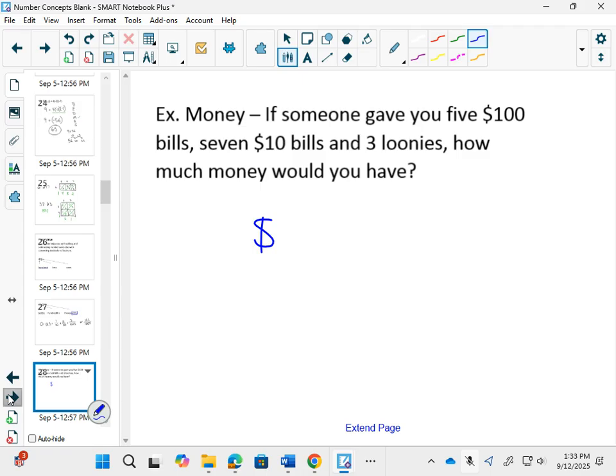Better question is, how can you convince someone to give you 5 $100 bills? 7 $10, this would be a good day, right? And 3 loonies? How close? What number did you get to? 33 or 32. And I'm there, but I don't understand this, so now I have to look.